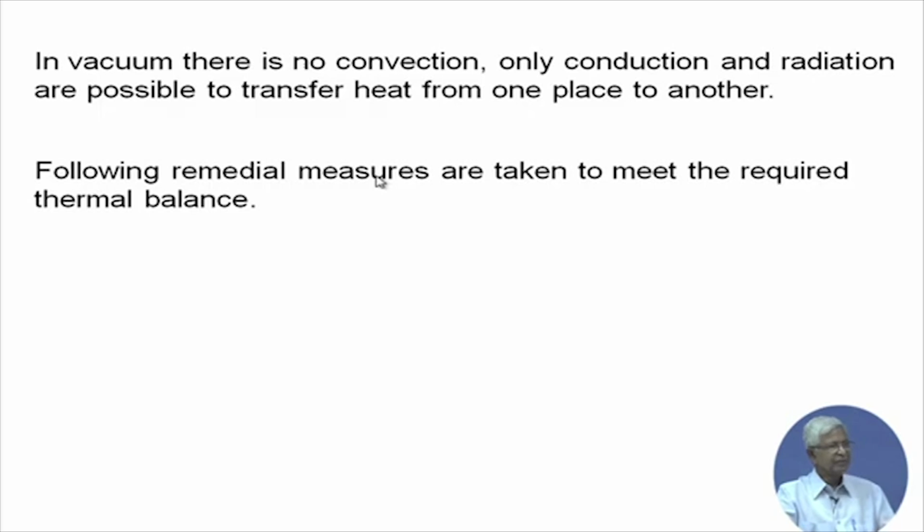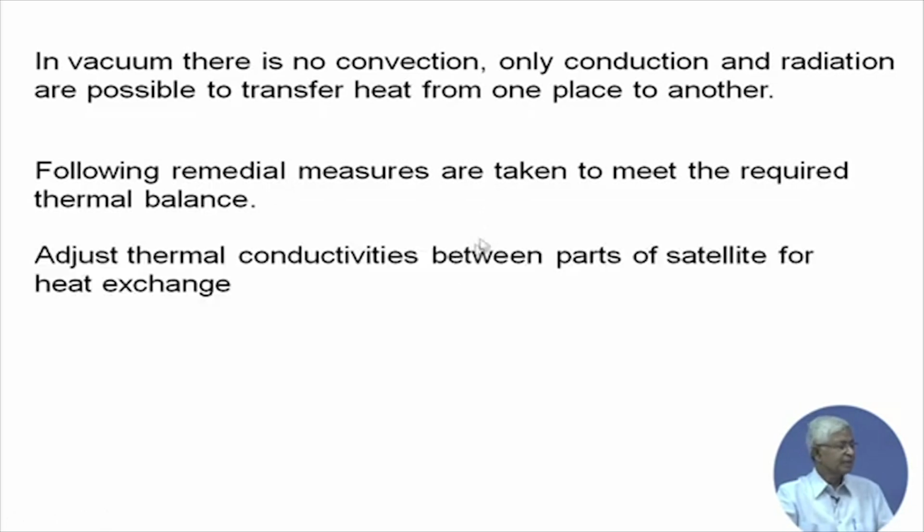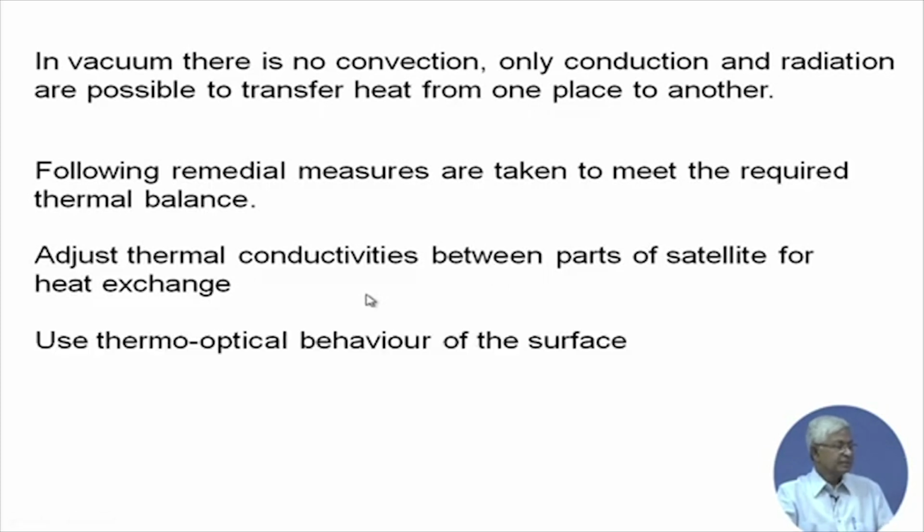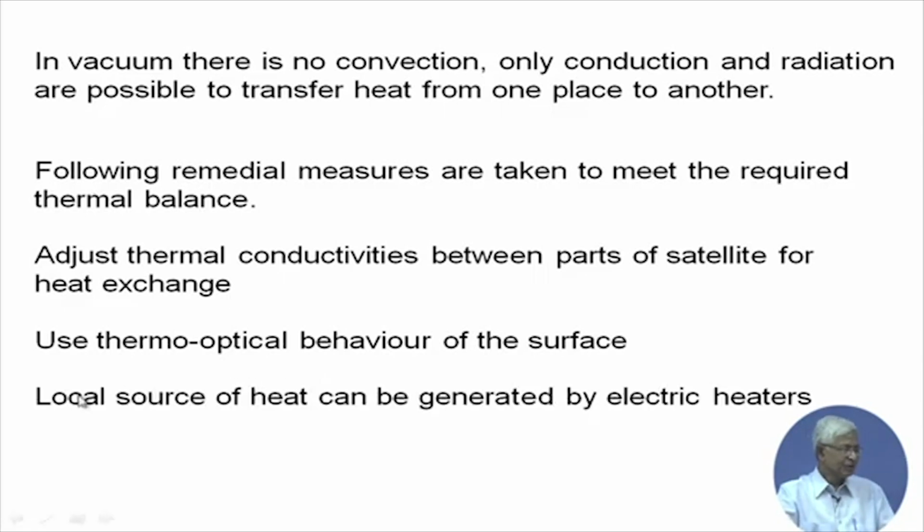When there is a thermal imbalance or the thermal gradient variation is very large, certain remedial measures are taken to take away the heat if hot spots are generated at certain places. That can be done using heat exchangers, that is, you can use the thermo-optical behavior of the surface. The surface facing the sun has a high temperature, and the other side facing the cold sky has a low temperature. So, use that. Local sources of heat can also be generated by an electric heater.